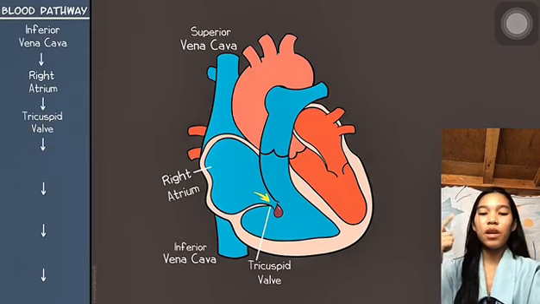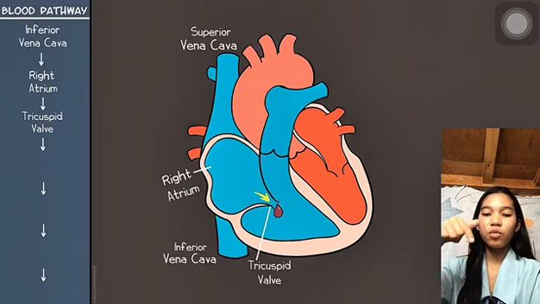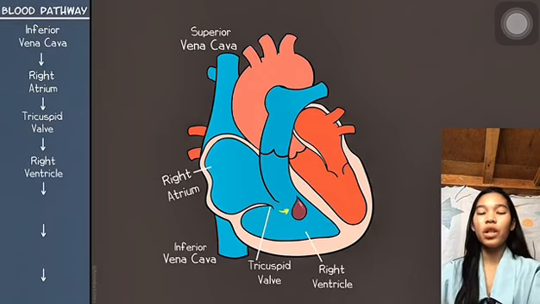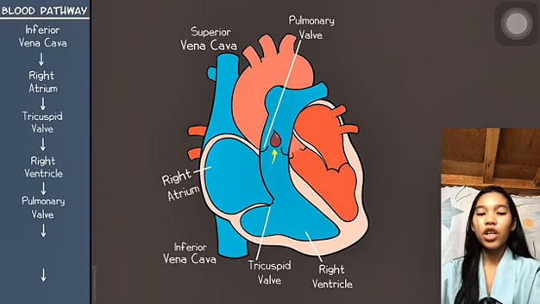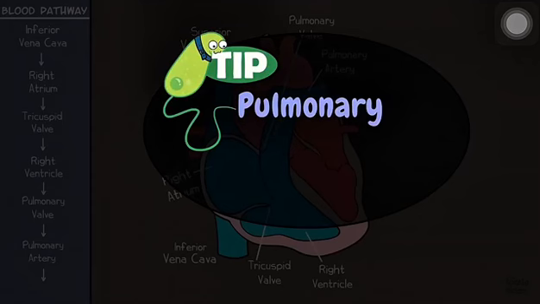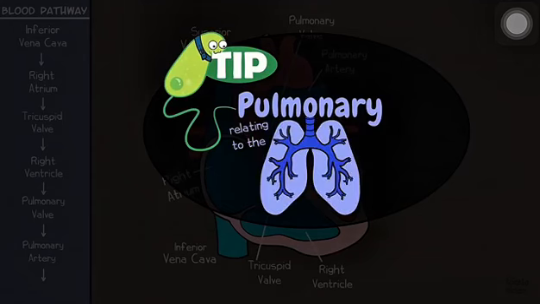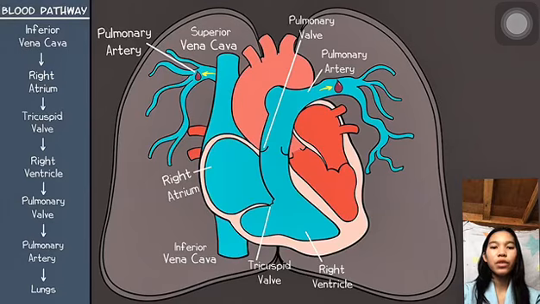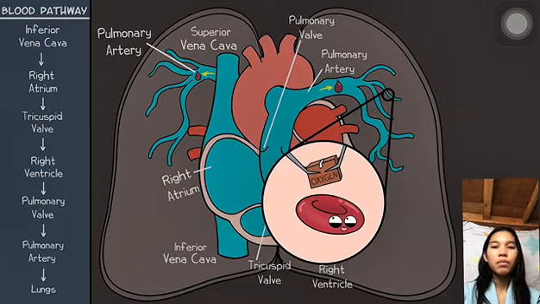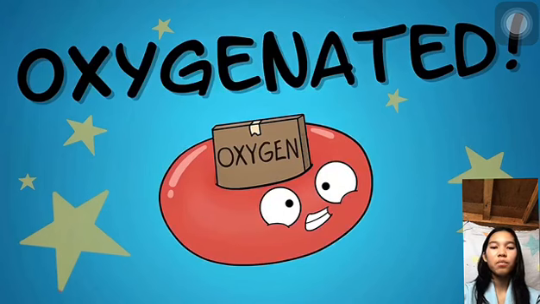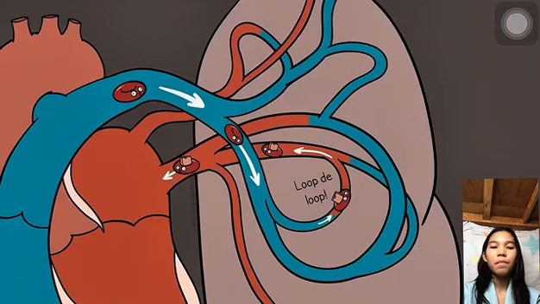The right atrium contracts, pushing the blood through the tricuspid valve into the right ventricle. The right ventricle contracts, pumping the blood through the pulmonary valve to the pulmonary artery. By the way, when you see the word pulmonary, it likely involves the lungs. The blood picks up oxygen and releases carbon dioxide. Now, this blood is oxygenated. It needs to return to the heart so that the heart can pump it throughout the body.